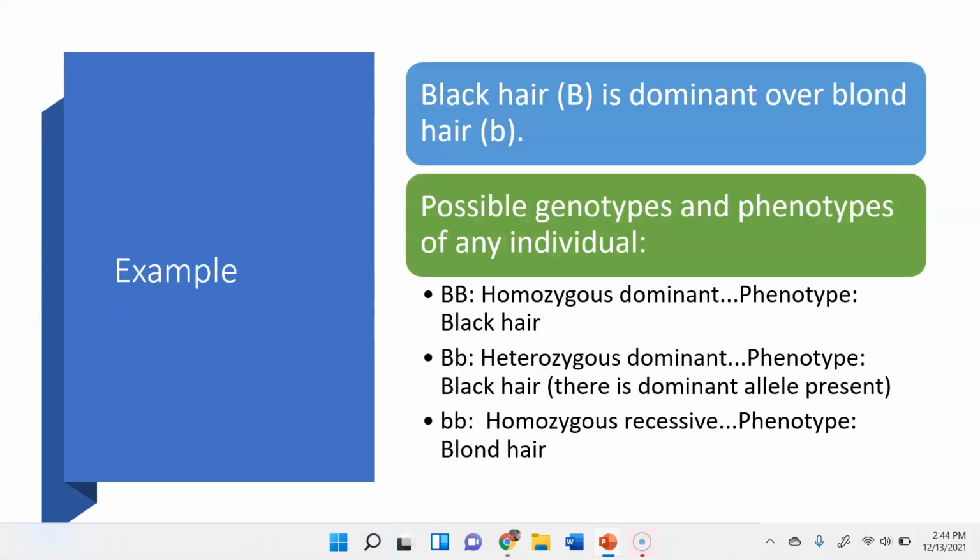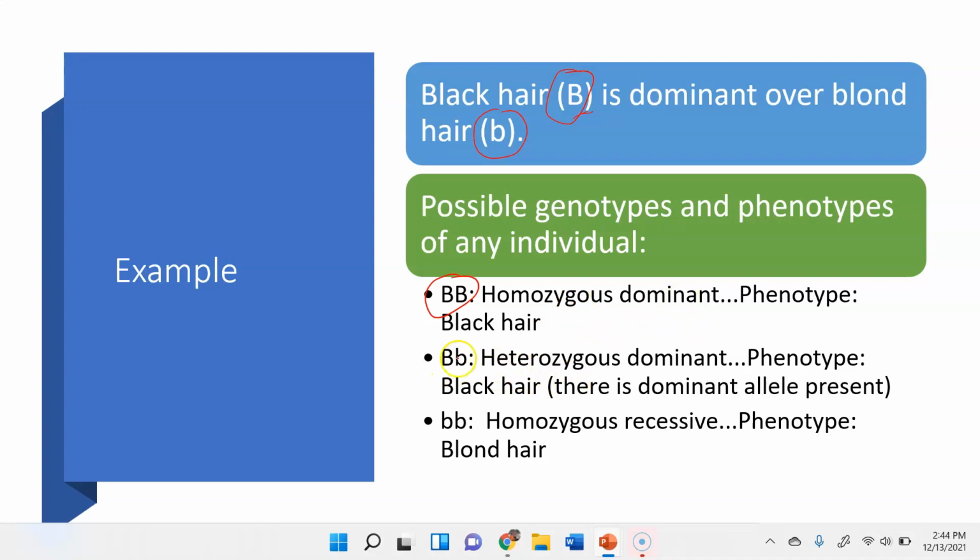So here is an example. We're going to start with a traditional dominant recessive example. Black hair here is dominant over blonde hair. So black hair would be represented by a capital B. Blonde hair is recessive, so it would be represented by a lowercase b. You have two of these letters, one version from mom and one version from dad. You could be big B, big B, so that would be homozygous dominant. That would be your genotype.